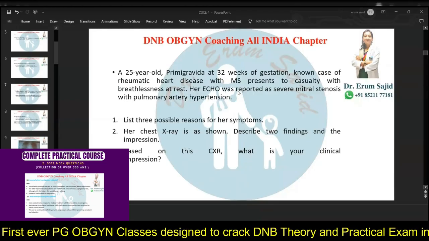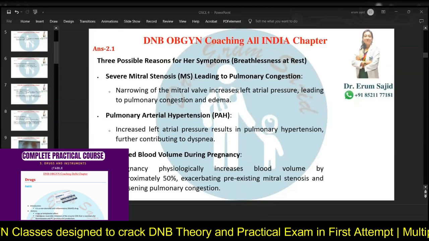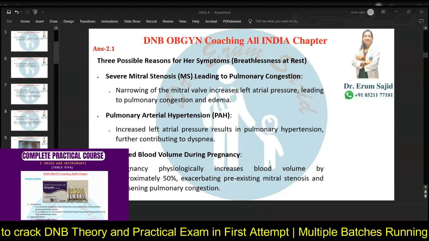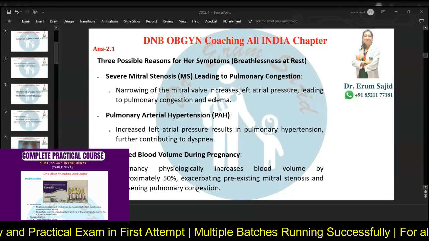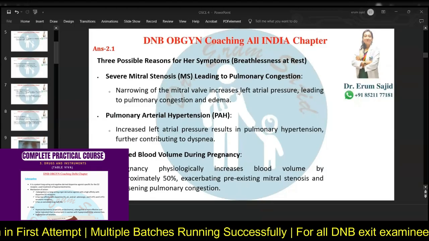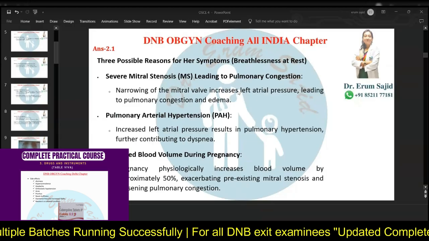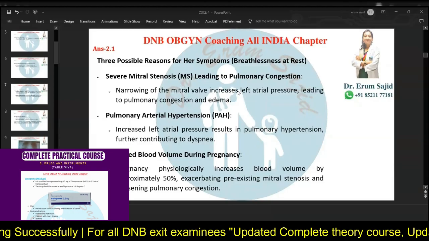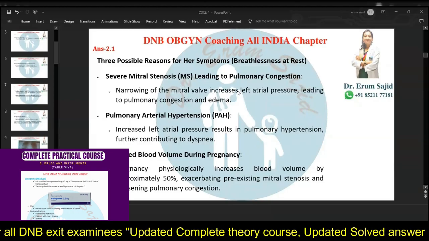The 3 possible reasons for her breathlessness: pulmonary arterial hypertension itself causes breathlessness because it results in a lot of dyspnea, okay? Because it increases the left atrial pressure. Just imagine it has to force the blood inside, so automatically the left atrial pressure also increases. Because of that, you also have pulmonary edema. So pulmonary edema is definitely one real reason. Narrowing of the mitral valve increases left atrial pressure, leading to pulmonary congestion, edema. That is definitely one thing.